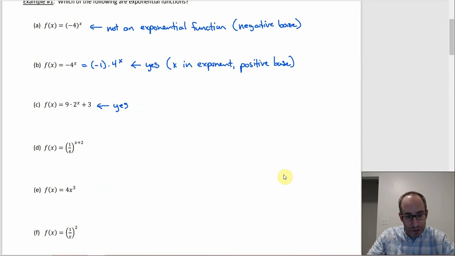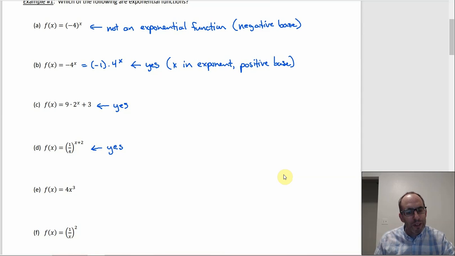D looks different, but let's see. X is in the exponent where it's supposed to go. And then the base, it's a fraction, but that's okay because it's a positive fraction, right? That was the only requirement. It had to be positive. That's fine if it's not an integer. 1/2, 1/4, 3/26, whatever. Positive fractions, those are fine. So this one is also a yes, even though it looks a little bit different because of that fraction. As long as the fraction's positive, we're good to go.